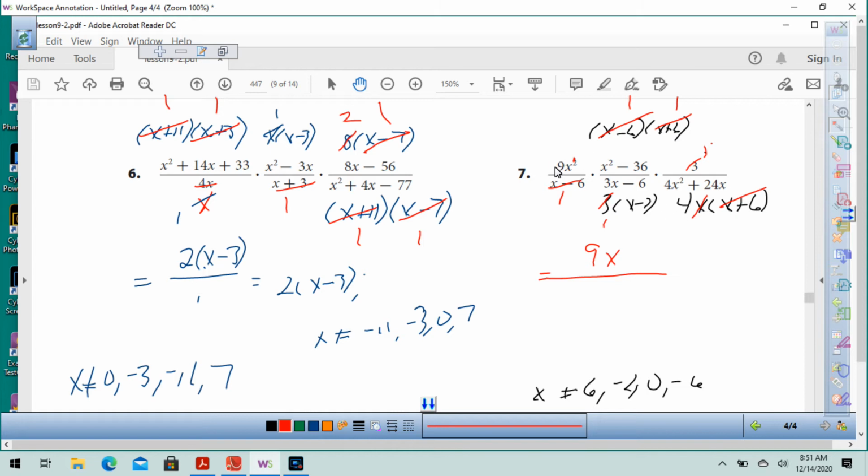Okay, so now I got 9x times 1 times 1 times 1. That's 9x. 1 times 4. I got 4, and that's x minus 2. All right, good deal. And x cannot equal negative 6, negative 2, 0, and 6. All right, they'll always write those numbers from left to right.